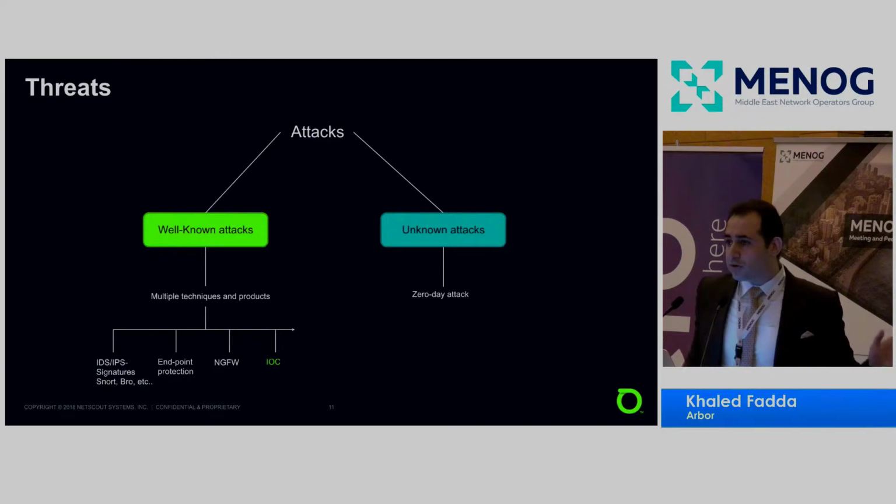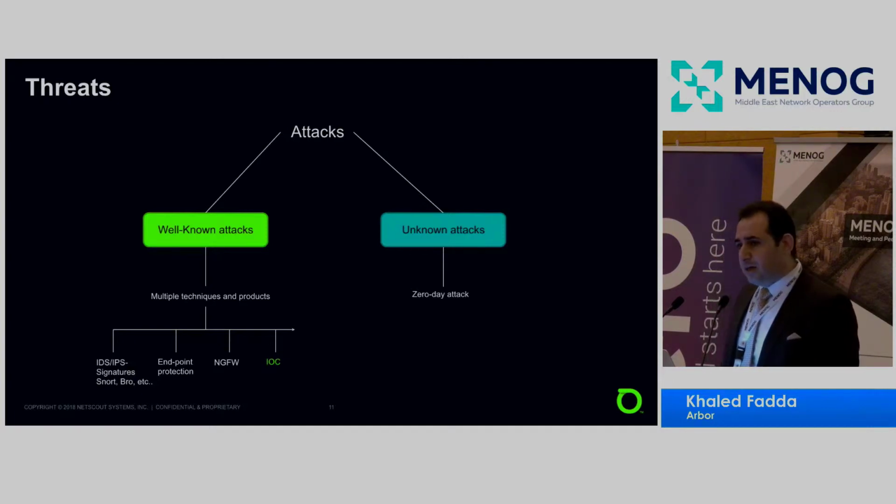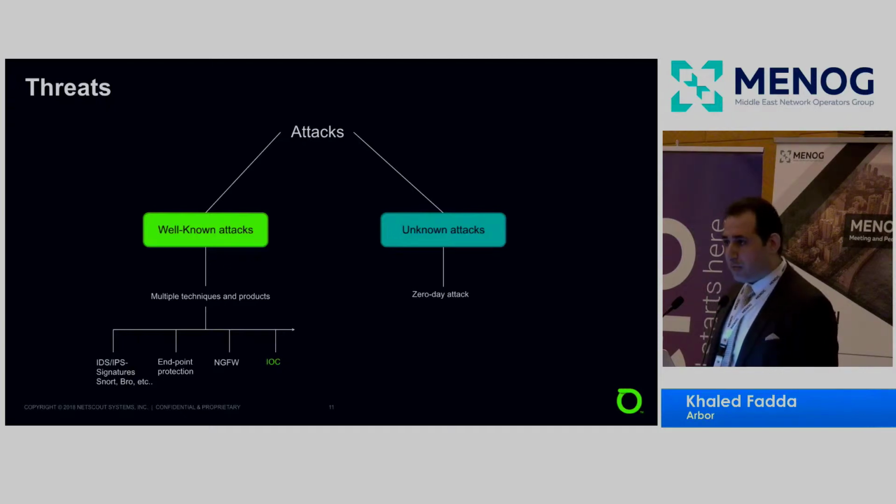I'm going to only focus on the well-known attacks. To protect ourselves from well-known attacks, we need to use a lot of components in the network, such as firewalls, IPSs, IDSs, signature-based. We have multiple types of signatures, like Snort signatures, Yara signatures. We have a lot of techniques to write a signature. One of these techniques is called IOC, or indicator of compromise, and this is going to be our focus here.